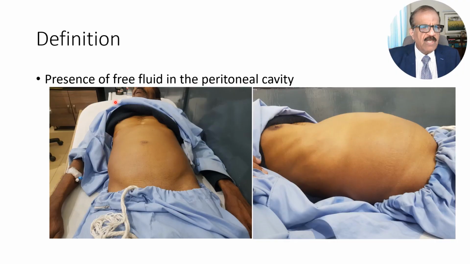The definition: it is the presence of free and significant amount of fluid in the peritoneal cavity. Normally we have just sufficient amount of fluid to keep both the layers of peritoneum wet, and there is no free fluid as such. With no technique you can pick it up, but if it accumulates in large quantities, it can become very obvious.